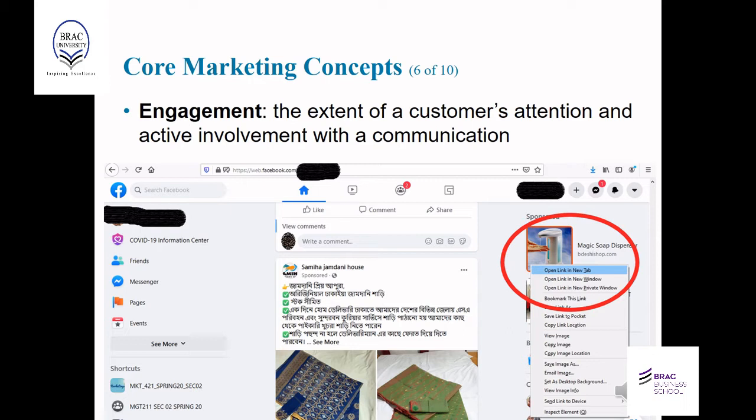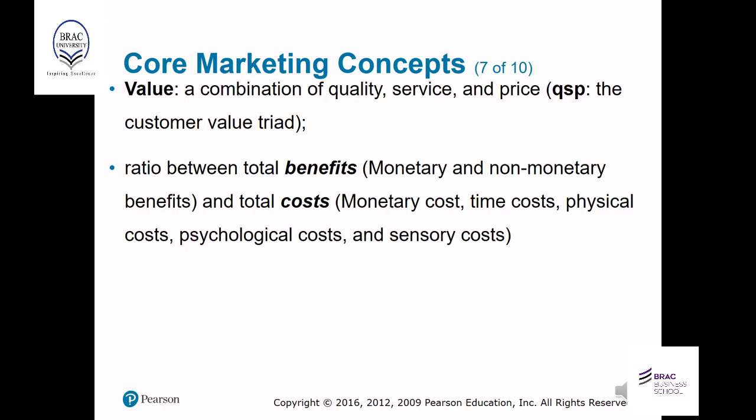Now move on. The next marketing concept, that is the seventh marketing concept, is value, and there is another related term, that is satisfaction. Then what is the meaning of value? Value, in a simple sentence, we can define it as the ratio between the total benefits and the total costs. So while we are purchasing something, or thinking to purchase something, we are searching what benefits we can get by purchasing the product and service, and what will be our total costs.